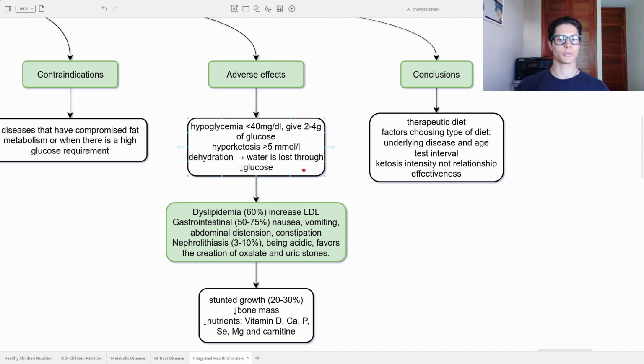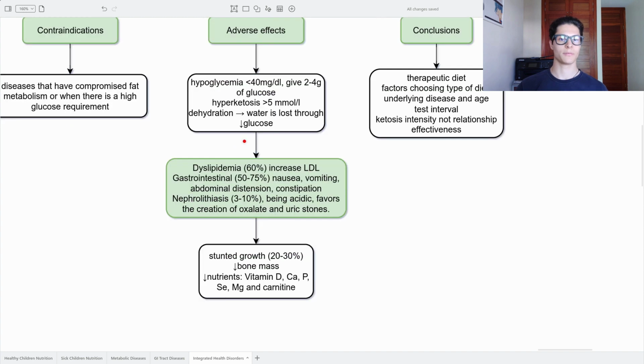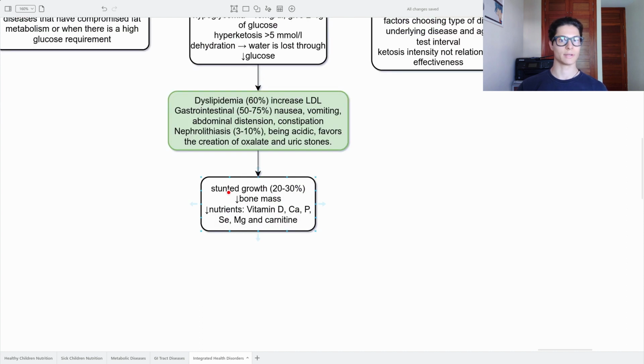So water is lost through lower glucose in our body because glucose contains water. Other types of adverse effects are the dyslipidemia in 60% of the cases. It will increase the LDL, gastrointestinal effects, giving nausea, vomiting, and abdominal distension, as well as constipation. And the nephrolithiasis. Being acidic, it favors the creation of oxalate and uric stones, so kidney stones. And in some individuals, it can also give a stunted growth with a lower bone mass. And it also gives lower nutrients, such as vitamin D, calcium, phosphorus, selenium, magnesium, and carnitine.